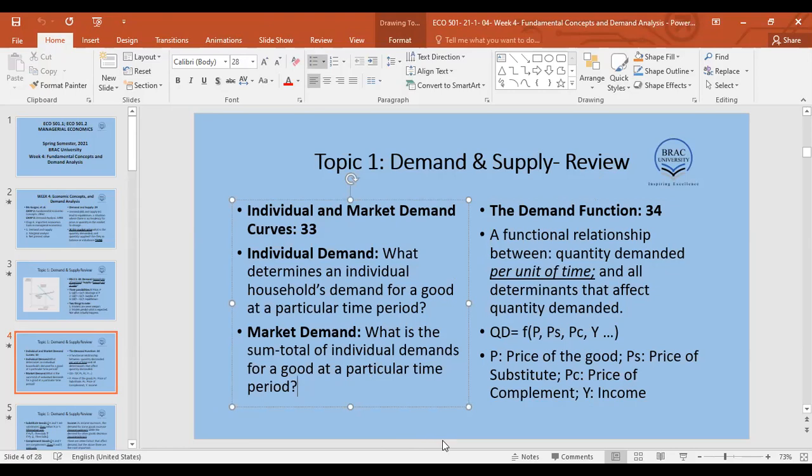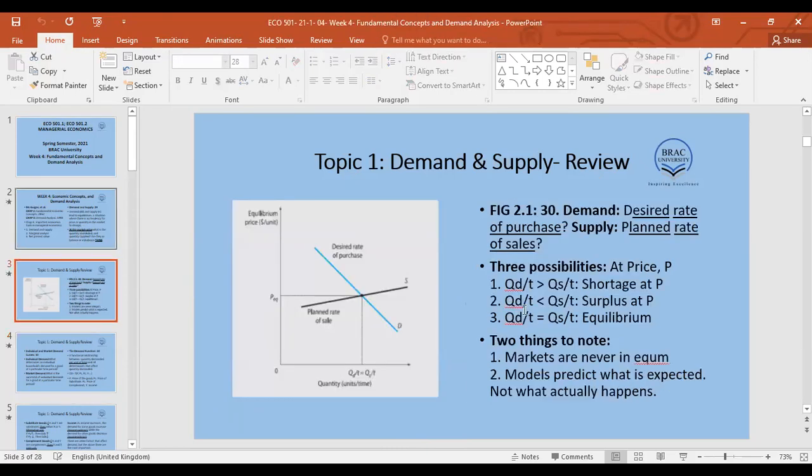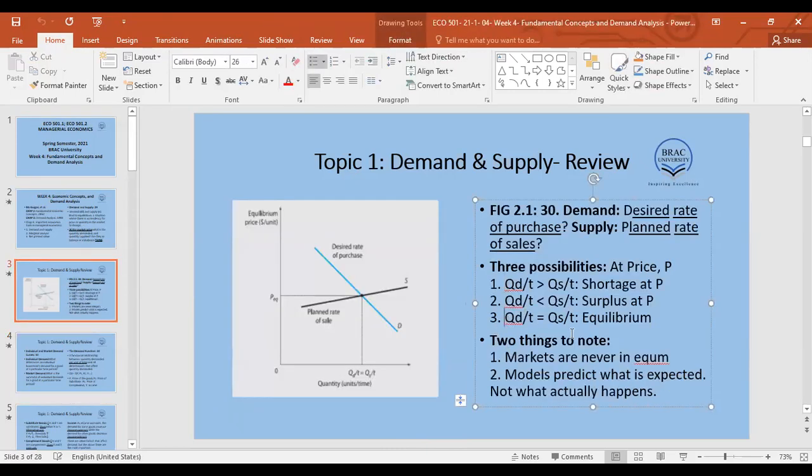Can we have an example of equilibrium? Right. Okay. So this is equilibrium. What does it mean? It means at a particular market price. Over here, it's P.